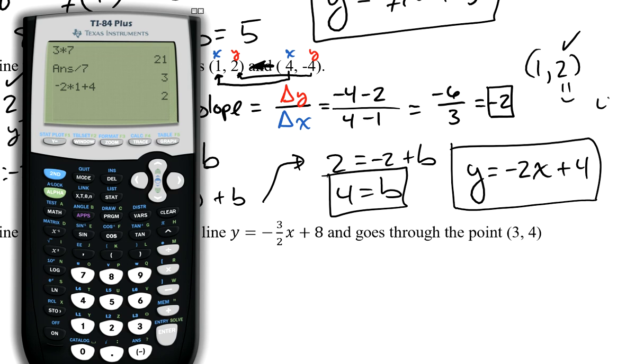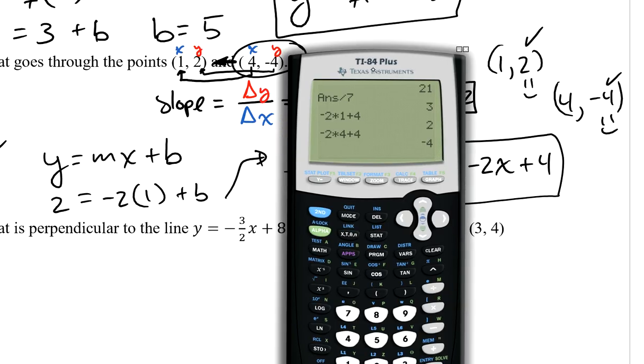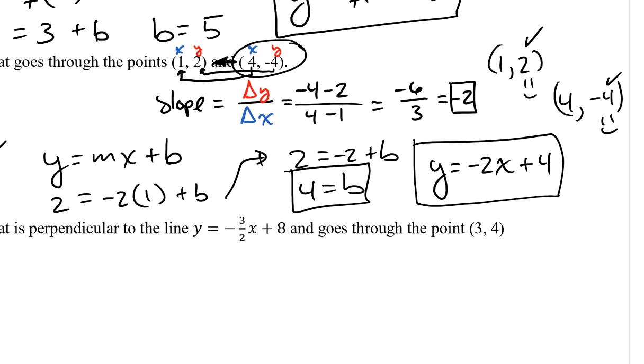And if I put in that x is 4, it should give me -4 for y. That's the other point that I had right here. So again, let me plug that in. -2 times 4, and then plus 4. And it should give me -4, and it does give me -4. So again, that works. Another thing that's nice to do is to remember what it is we're actually accomplishing here.